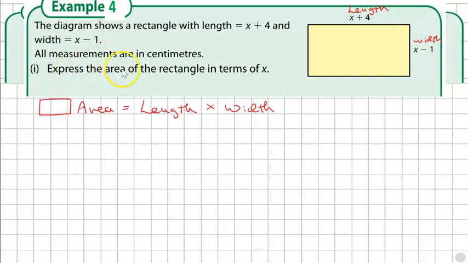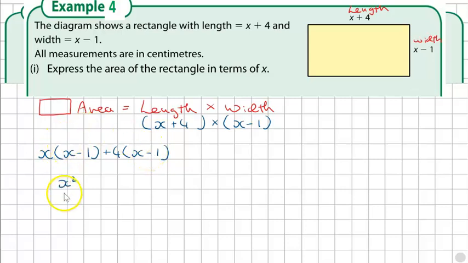So we want to express the area of the rectangle in terms of x. That means x has to be in it. So we're going to replace length with x plus 4, and we're going to replace width with x minus 1. So we're going to multiply x plus 4 by x minus 1. So we can break open the first set of brackets, and we're going to have x times x minus 1 plus 4 times x minus 1.